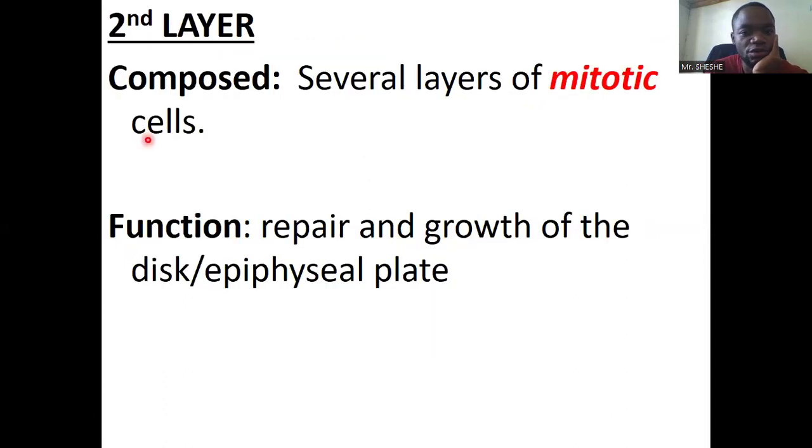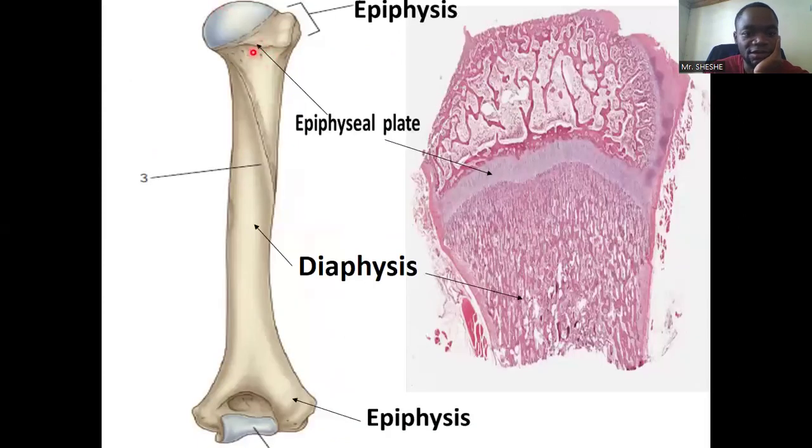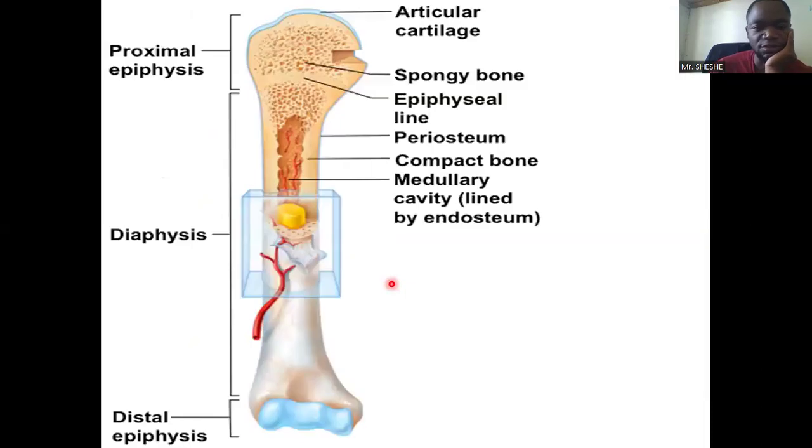So remember there will be 2 epiphyseal plates. There will be one here and another one there, or growth plates, because this is where elongation of bones takes place. It will expand from there and here. So let's look at those layers.